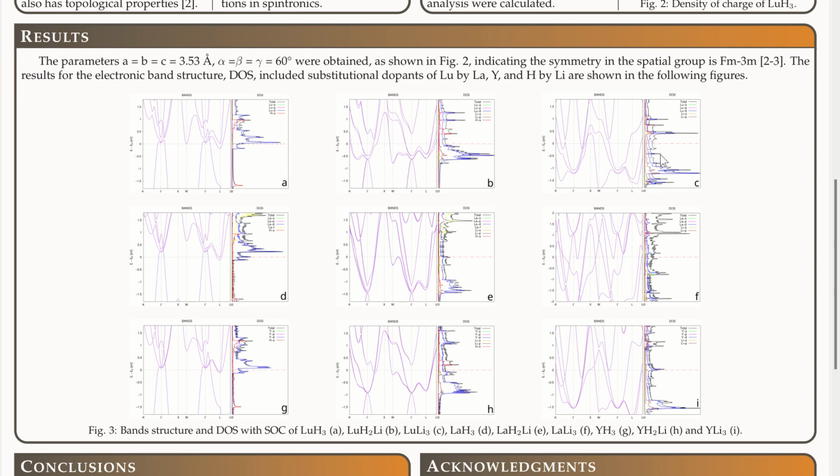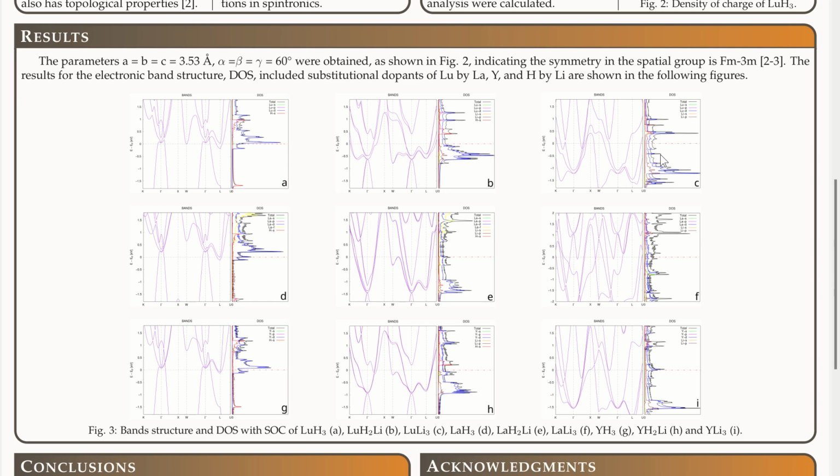Replacing the lutetium atom with lanthanum, shown in figure 3d, or yttrium, figure 3g, we observed that these new compounds maintain the band splitting, and that the d orbitals of these atoms have the greater contribution. The density of states of all three are very similar. Most of the density is in the conduction band.